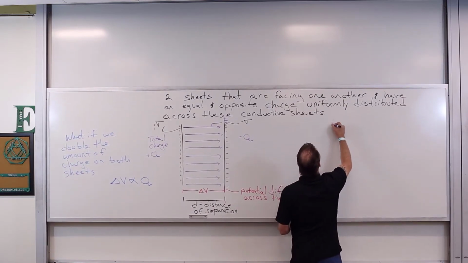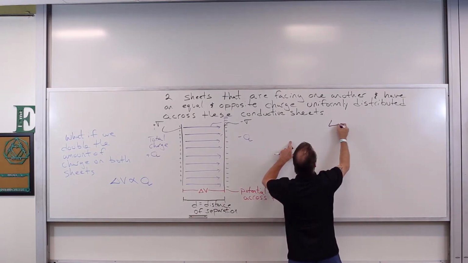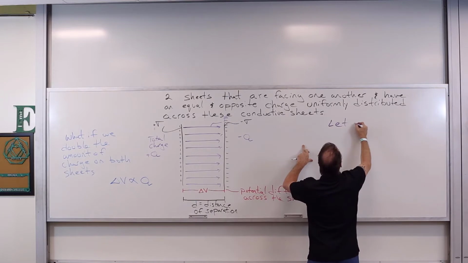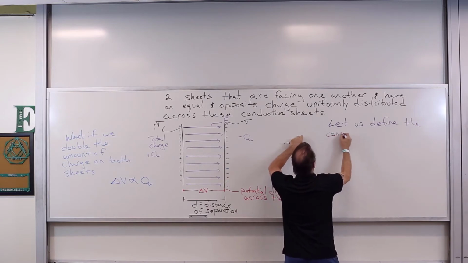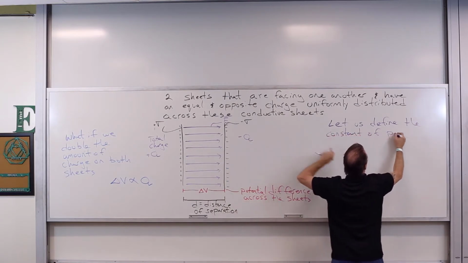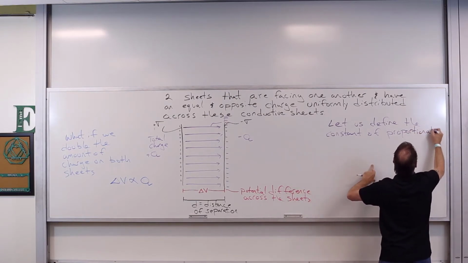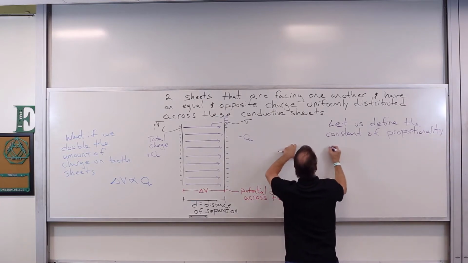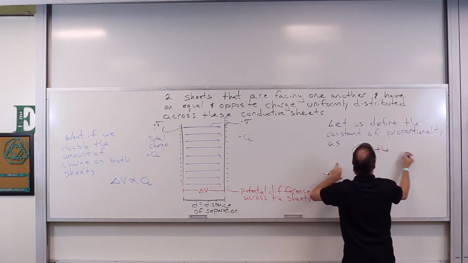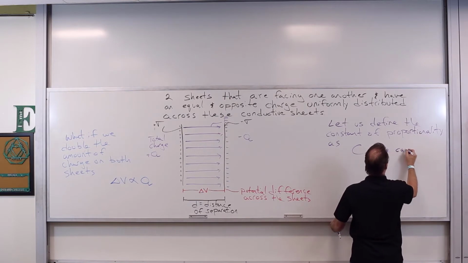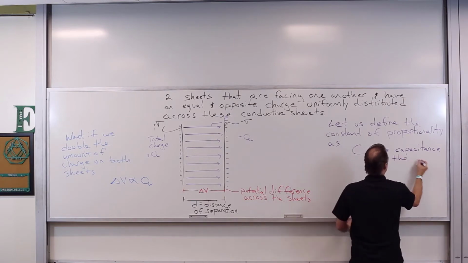Let us define the constant of proportionality as C. We're going to call this the capacitance of the system.